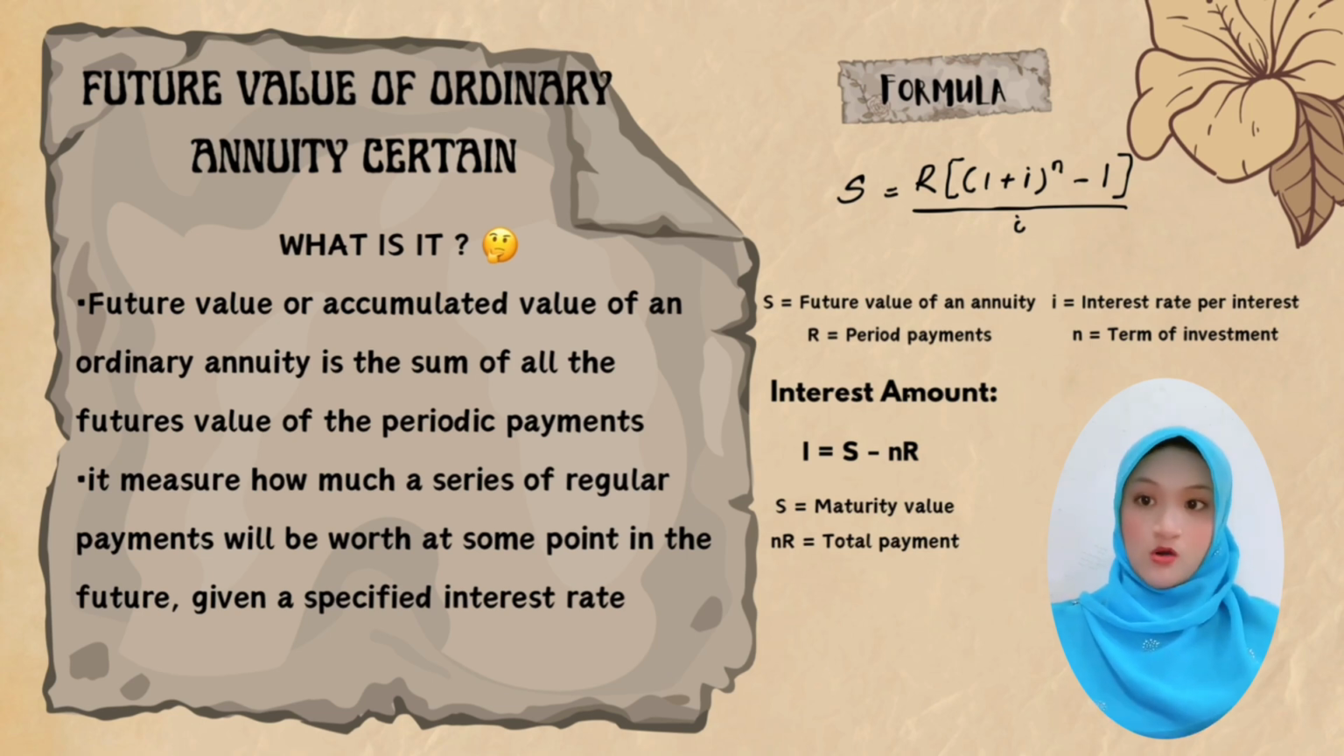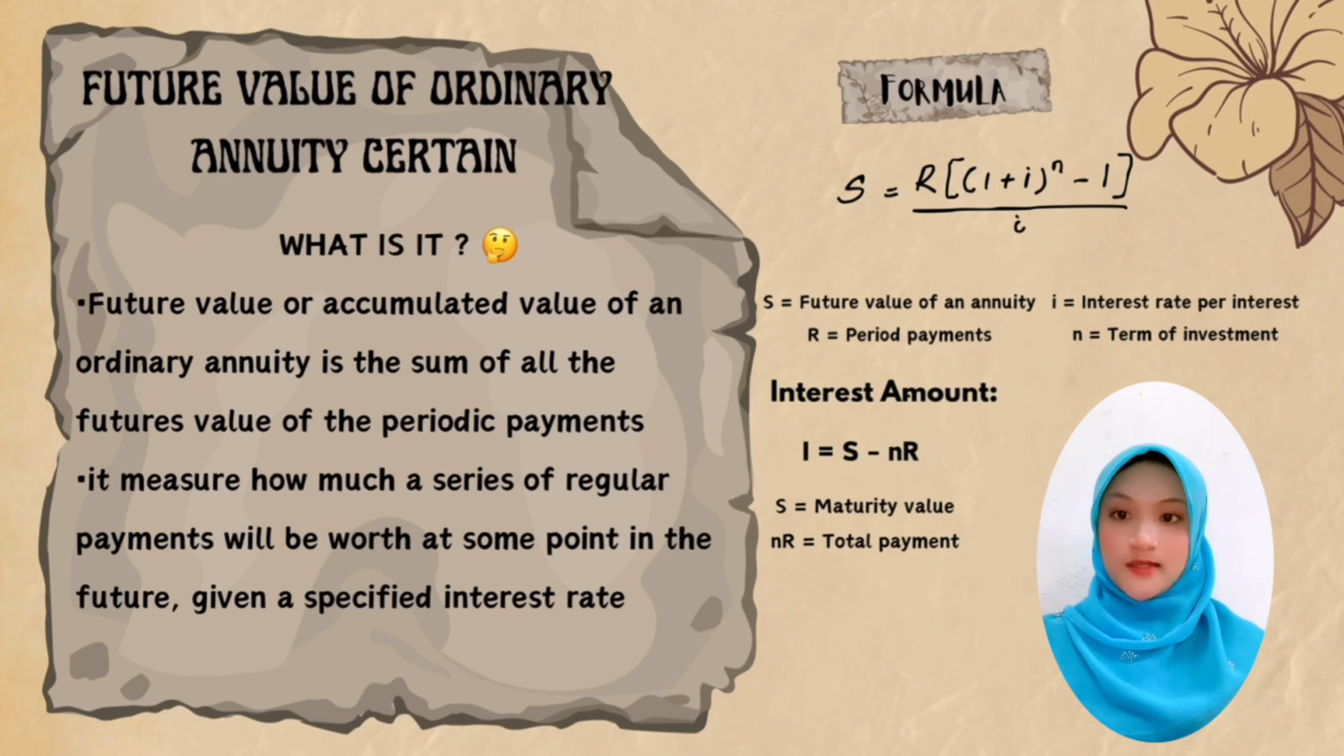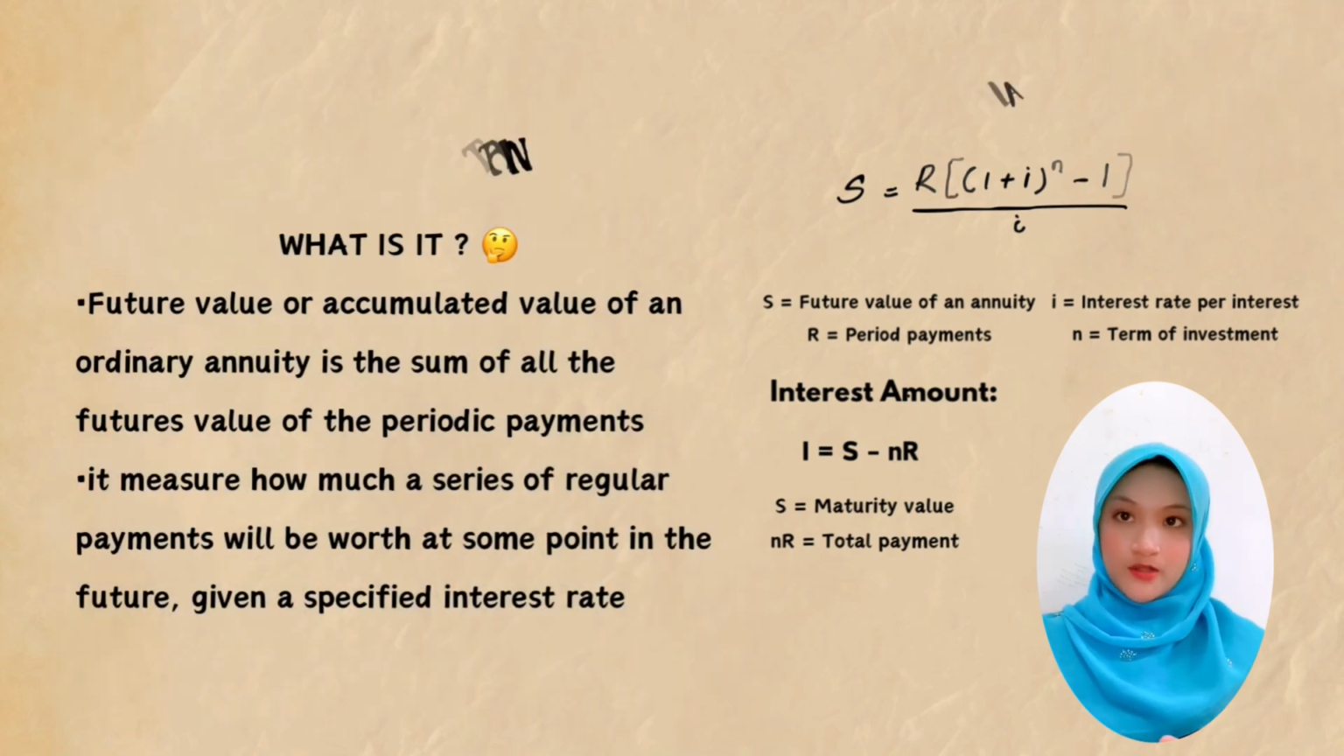Future value or accumulated value of an ordinary annuity is the sum of all the future values of the periodic payments. It measures how much a series of regular payments will be worth at some point in the future given a specified interest rate. Therefore, S is future value, A is present value, R is periodic payment, n is term of investment, and i is interest rate per interest period.